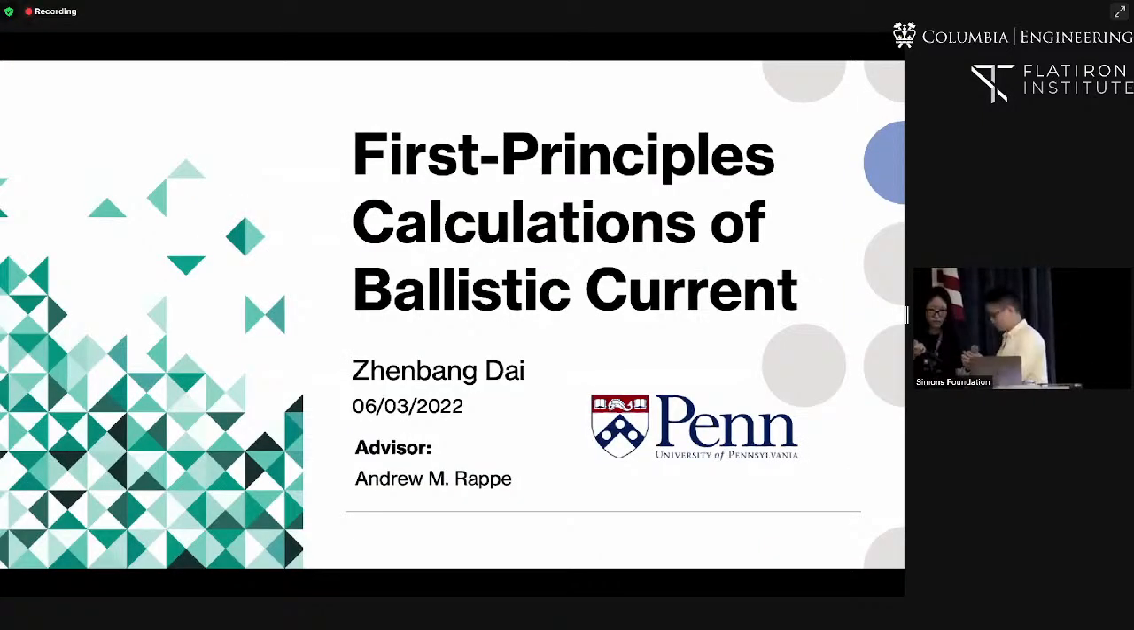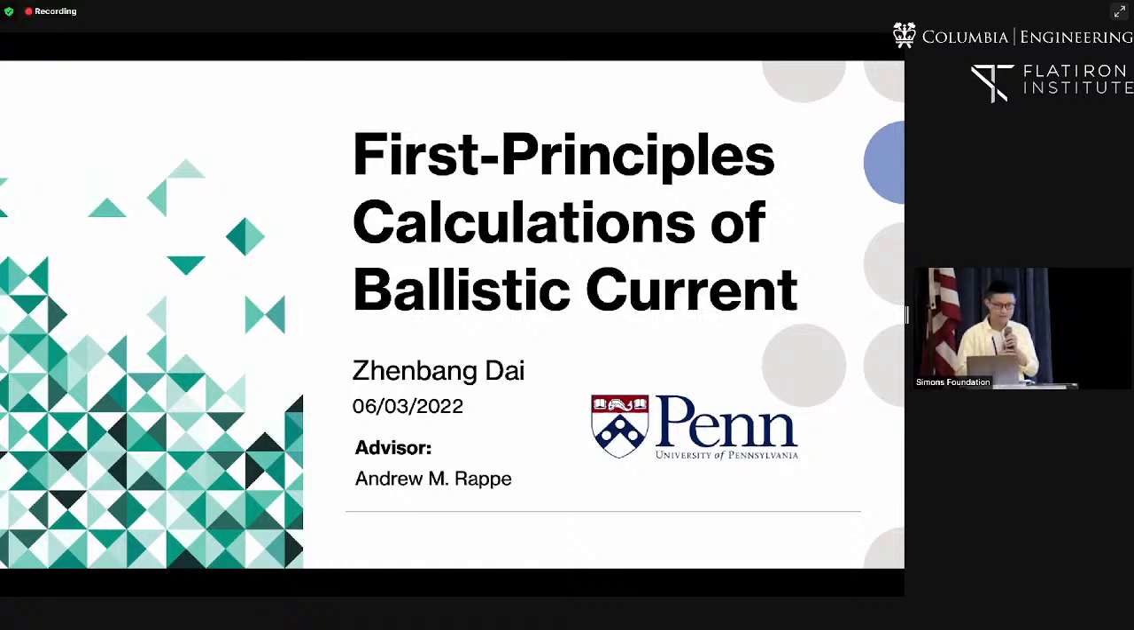Good morning, everyone. I'm working in Professor Andrew Rappe's group at the University of Pennsylvania. But before my talk, I want to thank all the organizers for preparing this very wonderful workshop, which I have learned a lot from. Today I will be sharing the progress that we have made in the past 2 years in the area of the bulk photovoltaic effect, and especially how we enable first principles calculations of the ballistic current.